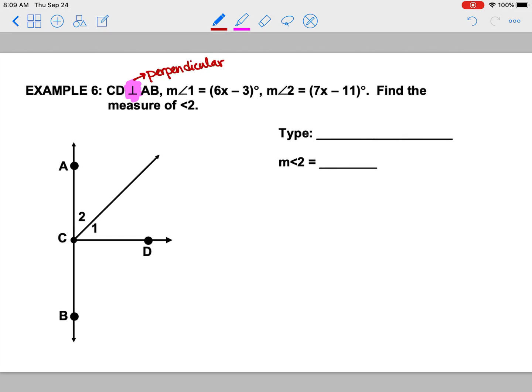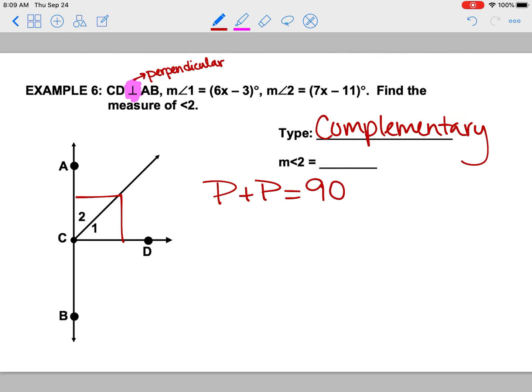And we talked about at the very beginning, if you were given that two lines were perpendicular, you knew that they formed a right angle. So if AB and CD are perpendicular, that means that angle is a right angle. And so if that angle is a right angle and it's split into two parts, those two parts add up to 90 degrees, making these complementary angles. Okay, if they're complementary, we'd said that every time we're going to use this equation.